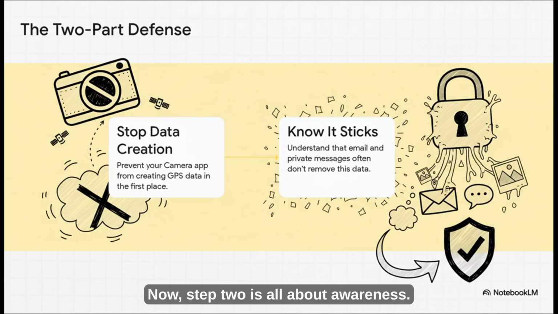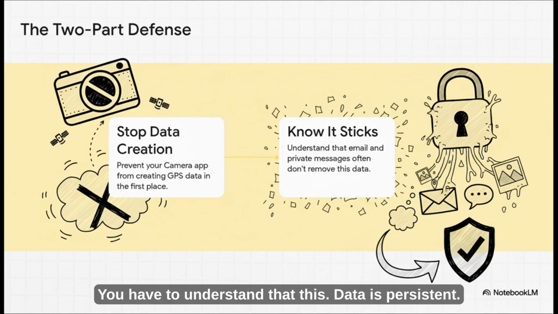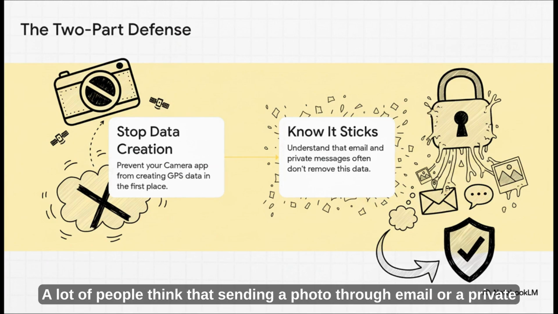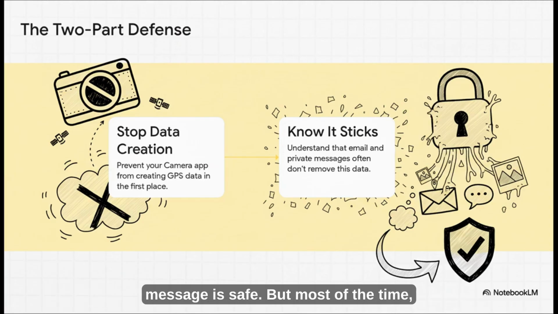Now, step 2 is all about awareness. You have to understand that this data is persistent. It sticks to the photo like glue. A lot of people think that sending a photo through email or a private message is safe, but most of the time, that hidden digital fingerprint is still right there. Prevention is always, always better than a cure.